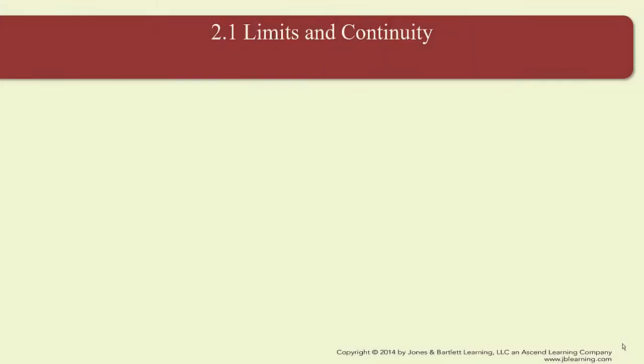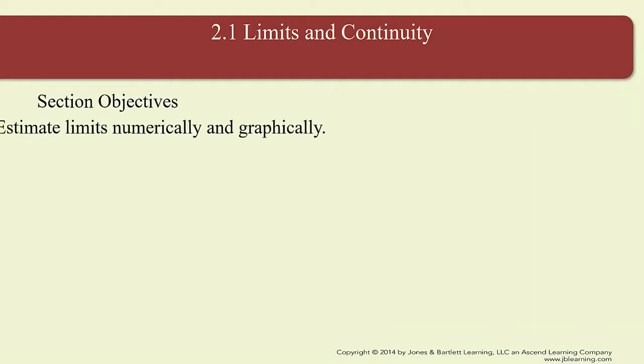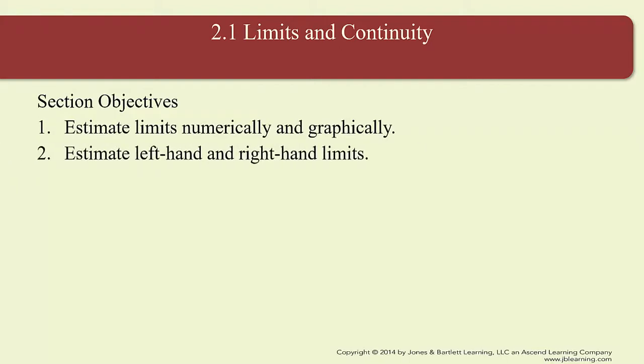All right, folks, let's get started here in Chapter 1, Section 2.1. It's called Limits and Continuity. And the objectives we're going to focus on in Section 2.1 are Objective 1, estimate limits numerically and graphically. And Objective 2, we're going to estimate left-hand and right-hand limits. And that will lead us to Objective 3, which will allow us to define the limit concept.